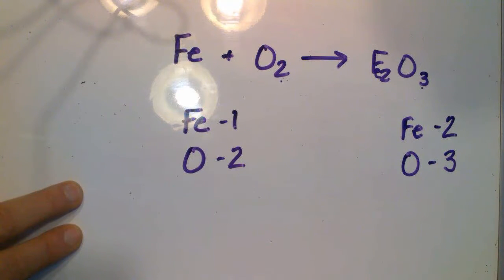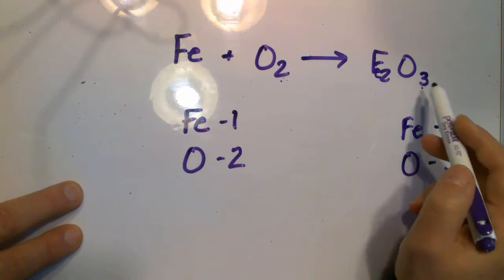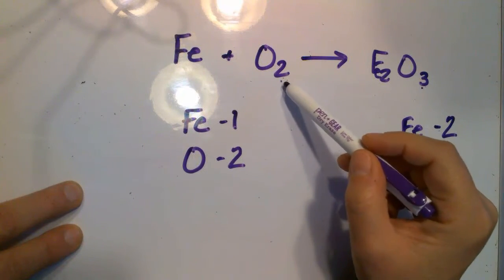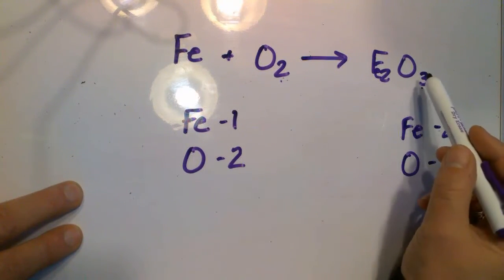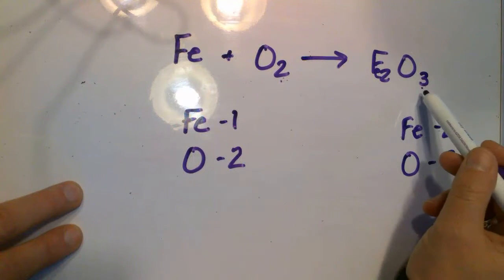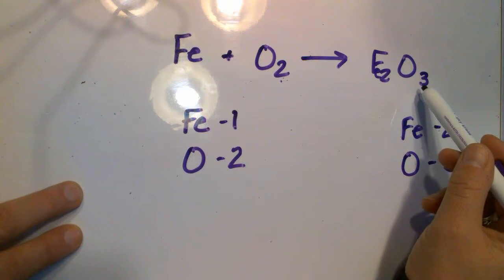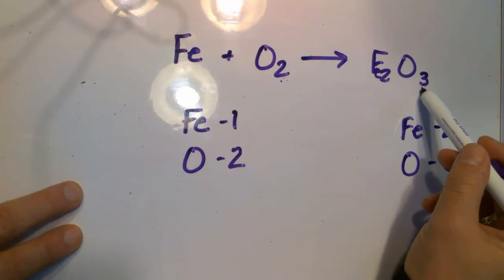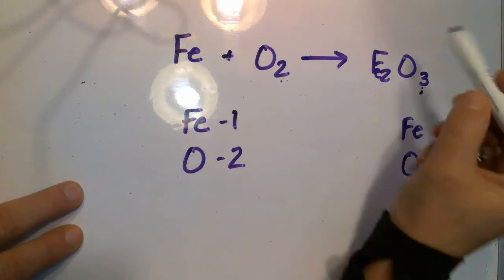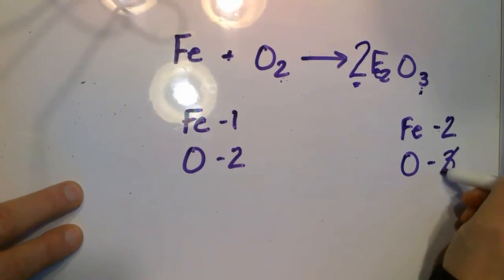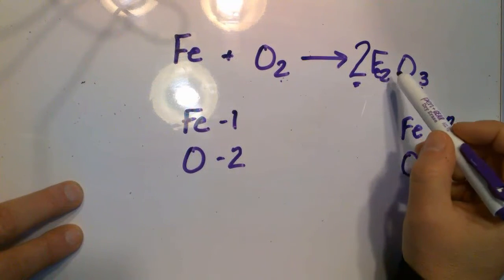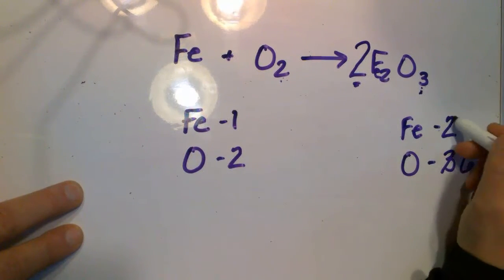So, what can we do? Let's start with, again, let's look at the oxygens here. Okay, we know that 2 and 3, if we multiply those together, that would give us 6, so that's kind of a common number. So in order to get 6 oxygens, we would have to put a 2 here. And then we would have 6 oxygens, and we would now have 4 irons.